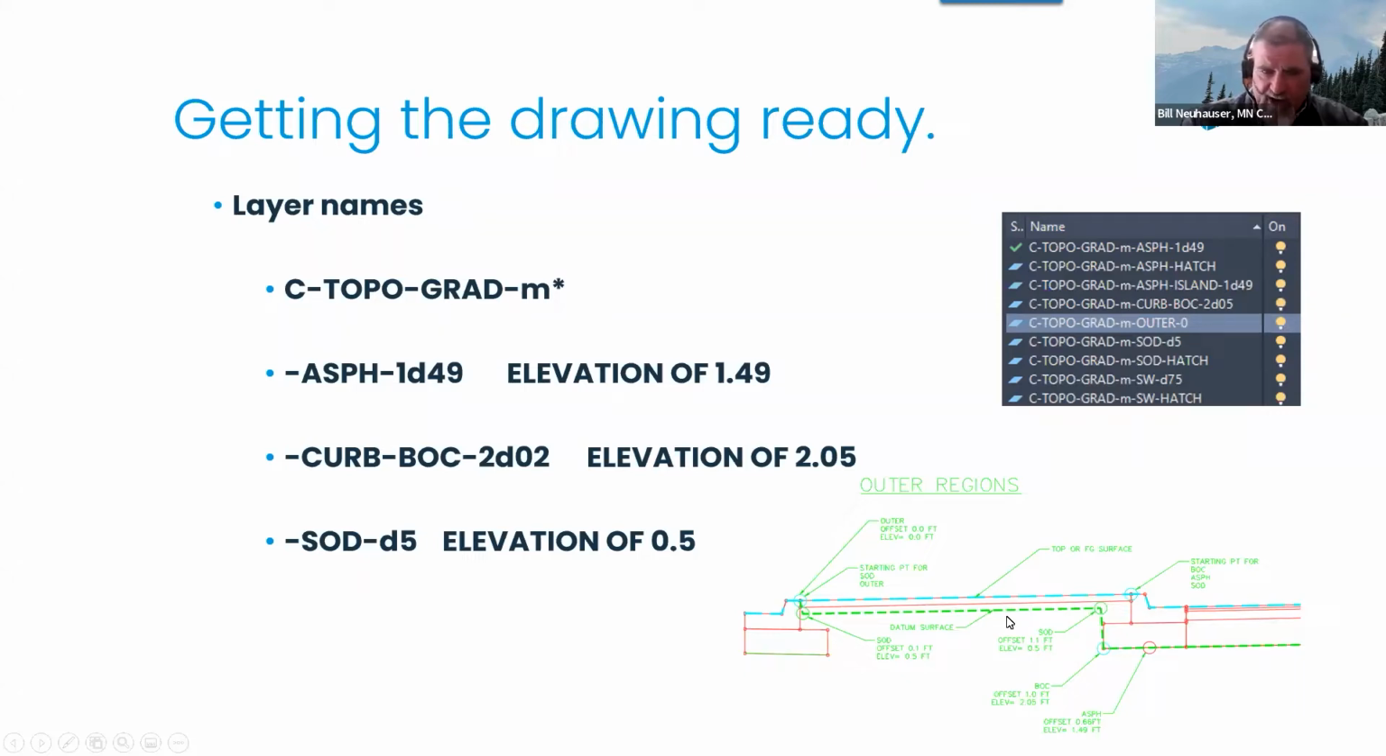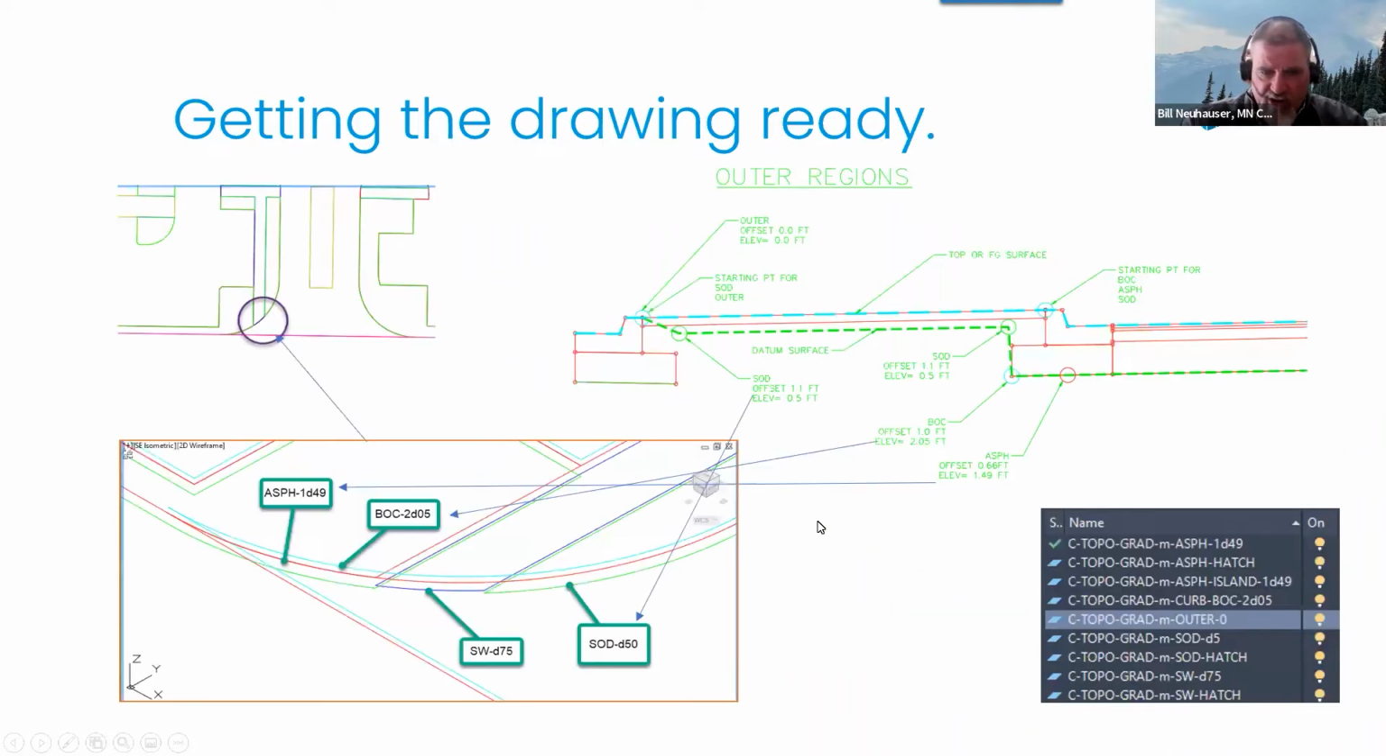You're going to have to come up with that first, prior to these steps. What I'm going to show you here is how we get the software to give us this green datum line, and I'll show you a little more depth in the next screen. So let's go to the next one. Getting the drawing ready.